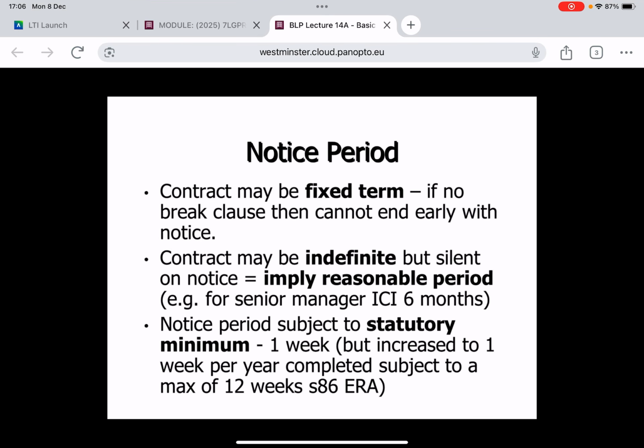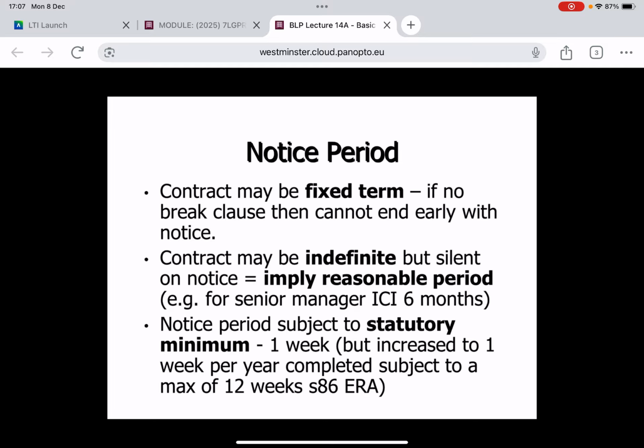If the contract is for a fixed term, then there is no right to terminate early, although in some exceptional contracts, an express break clause may be inserted. This means that if it is a fixed term contract, any early termination, even with notice, is a breach of contract. And remember, of course, service contracts for directors commonly are fixed term, as we'll see when we look at these in BLP. Indefinite contracts can only be terminated with notice.